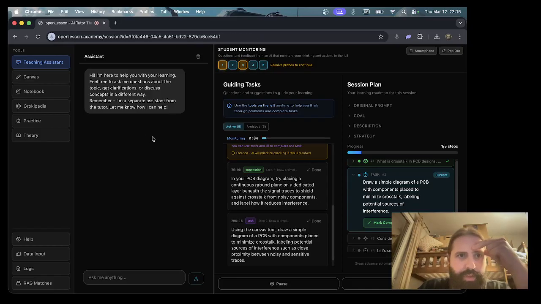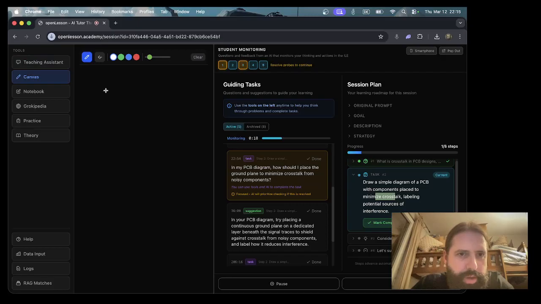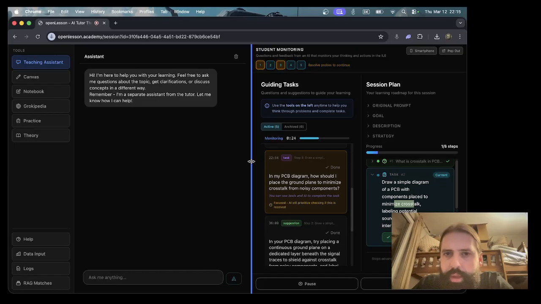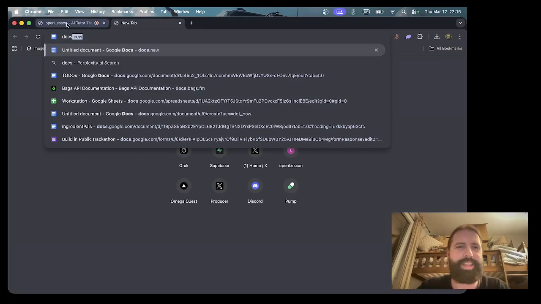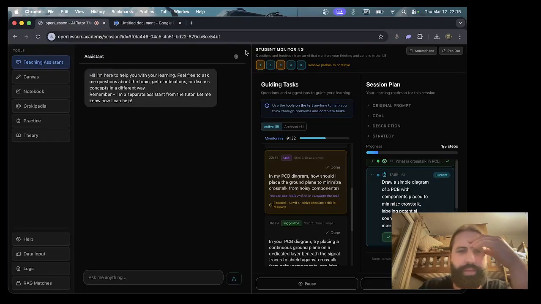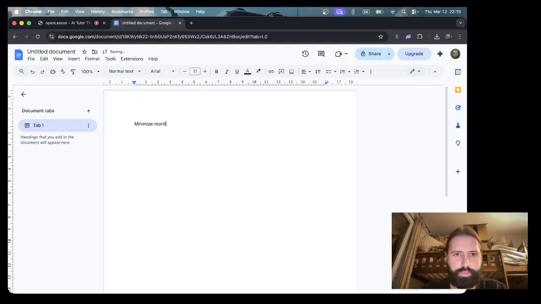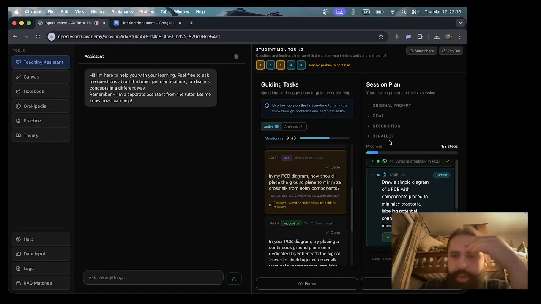Yeah, perfect. Let's do these. Draw a simple diagram of a PCB with components placed to minimize crosstalk. What are ways to minimize this? We have to go to the canvas and draw something. Maybe I just came up with another little feature, like a minimize monitoring option for the tool. That would be a nice feature.